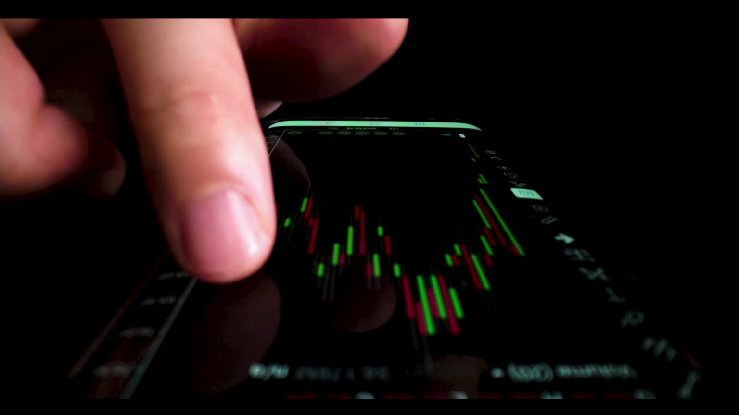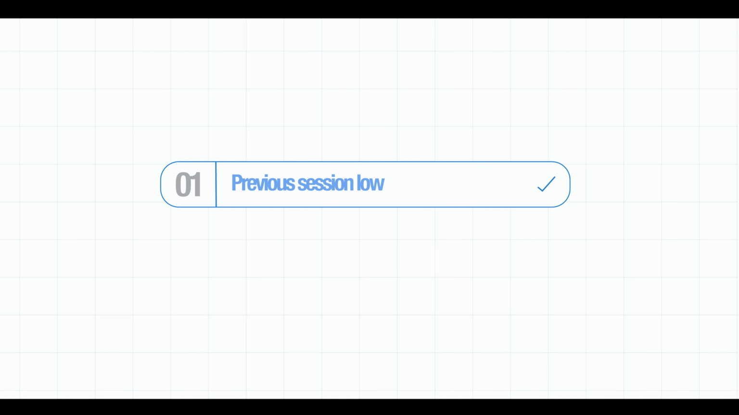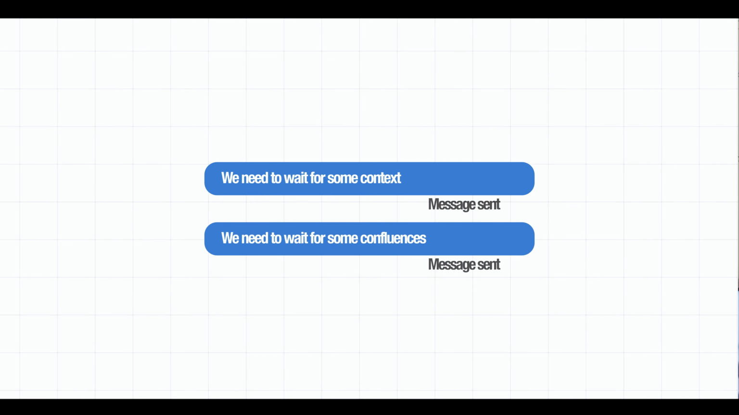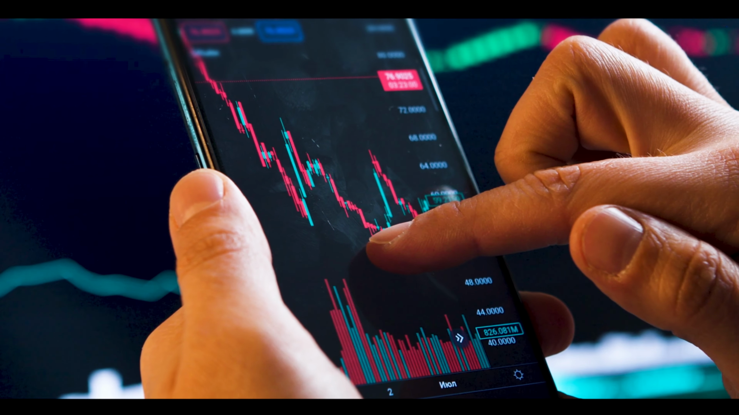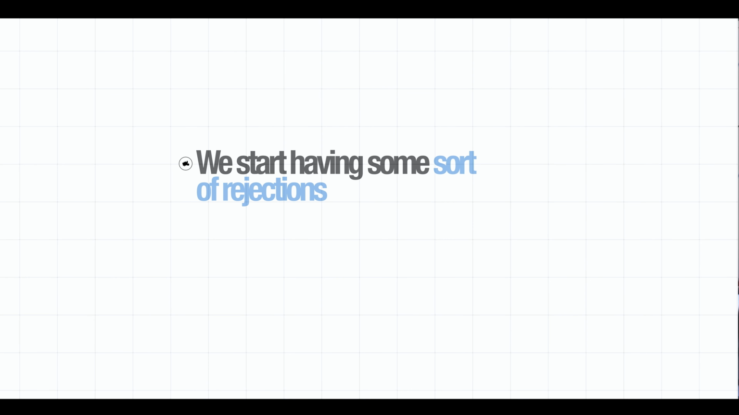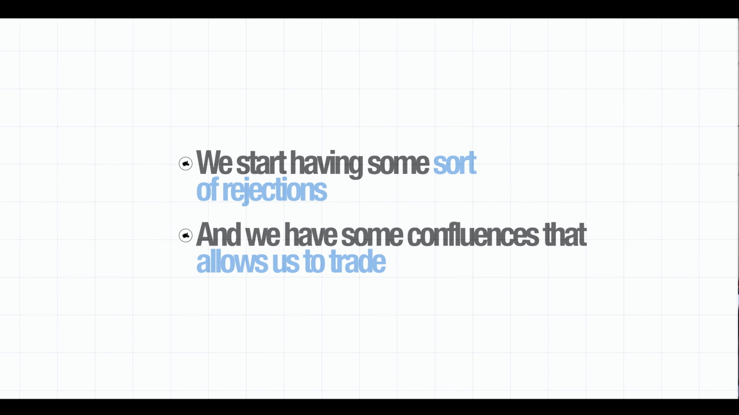So this means that not necessarily every time we take a previous high or a previous low, the price is going to reverse. We need to wait for some context, we need to wait for our confluences, and then once we have those, we can decide whether to enter the market or not. And so this also marks the difference between a liquidity sweep and a liquidity run. With the liquidity sweep, once you have the sweep of the previous high or previous low, we start having some sort of rejection, and then we have some confluences that allow us to take the trade.